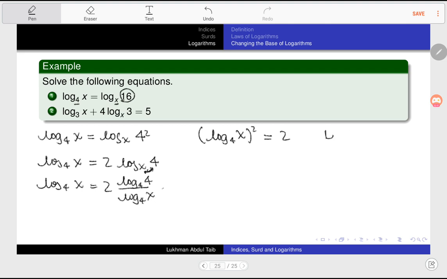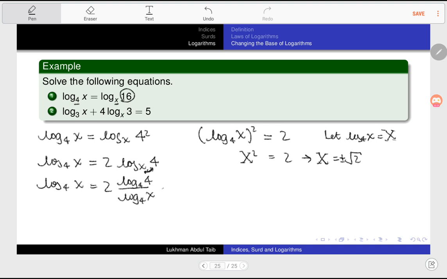What I can advise you is let log x to the base of 4 equal capital X. So now, instead of log x to the base of 4, we have capital X squared equals 2. So now capital X is root 2. Plus minus, you can consider plus minus.